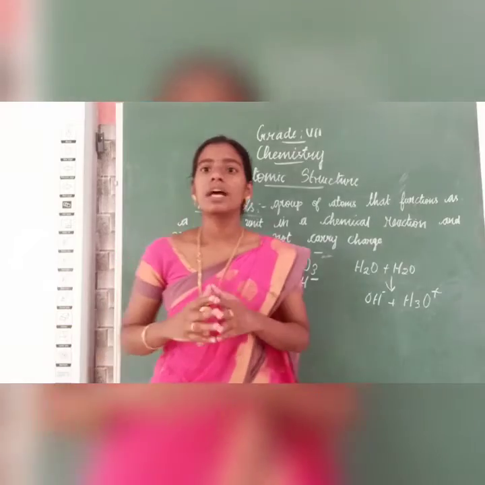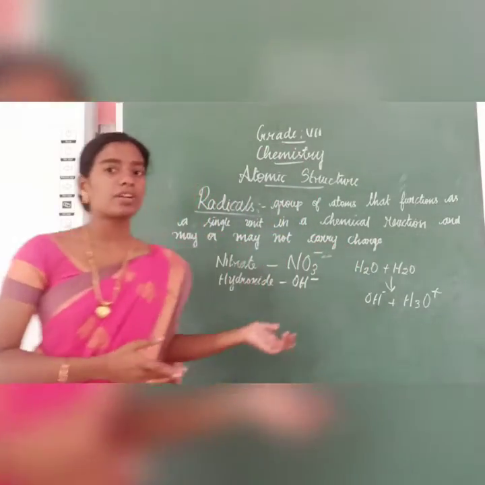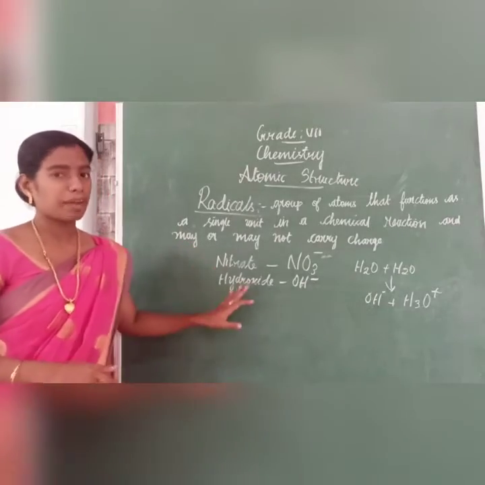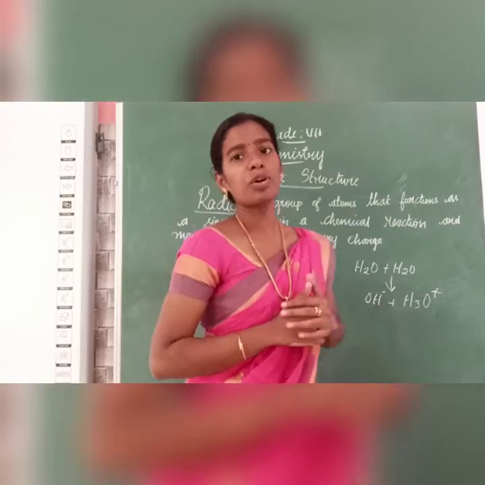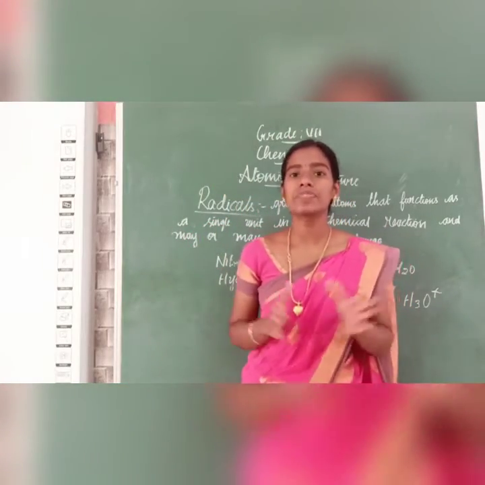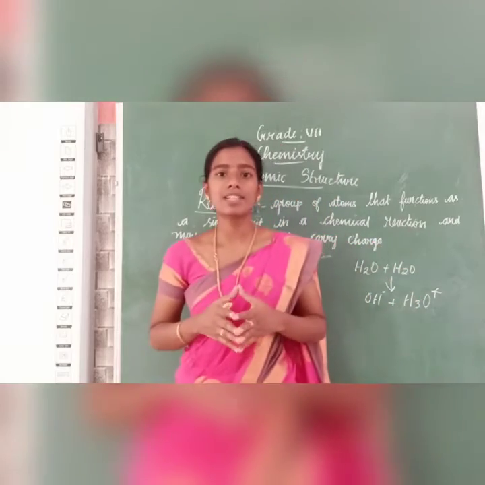In the book, many examples for radicals are given. Simply I have written only 2, nitrate NO3 minus and hydroxide OH minus. You can go through your book. There is a table in which the examples for radicals are clearly given.